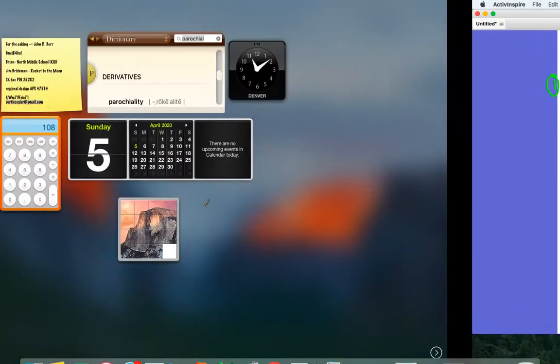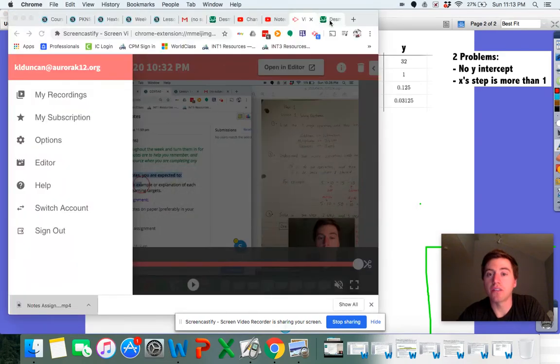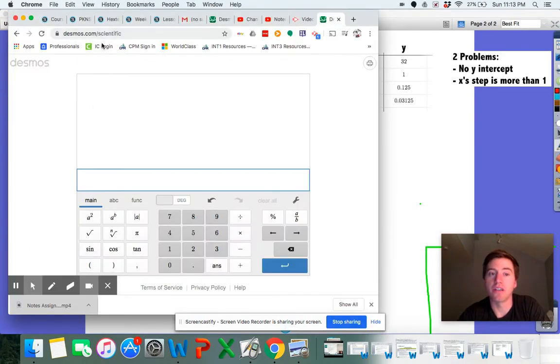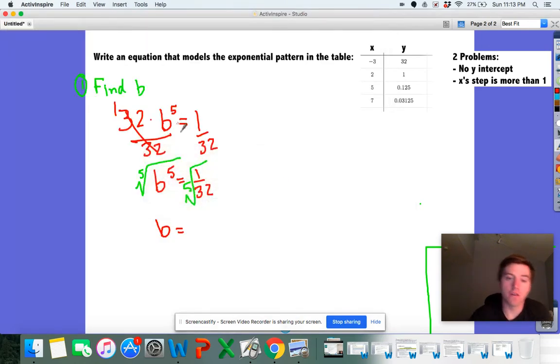If you have a nice calculator, that's great. If you need to use Desmos's calculator, that's fine too. You can Google Desmos scientific calculator and just click here. See this nth root here? Boom. You see how it gives me the radical, and I can say 5th root. Don't put the 5 out front. That's not what we want. We want it up here in the index. So the 5th root of 1/32, that's 0.5 or 1/2, right? So b is 1/2.